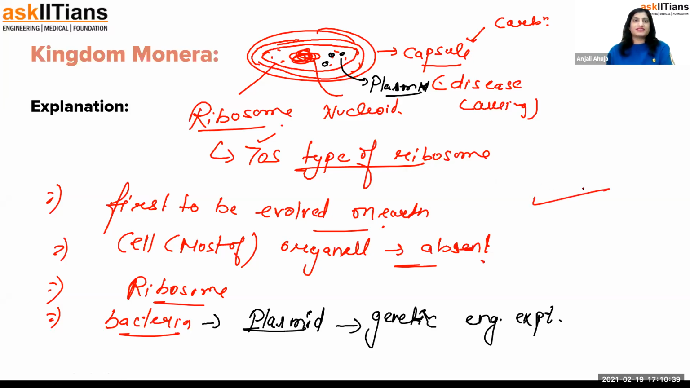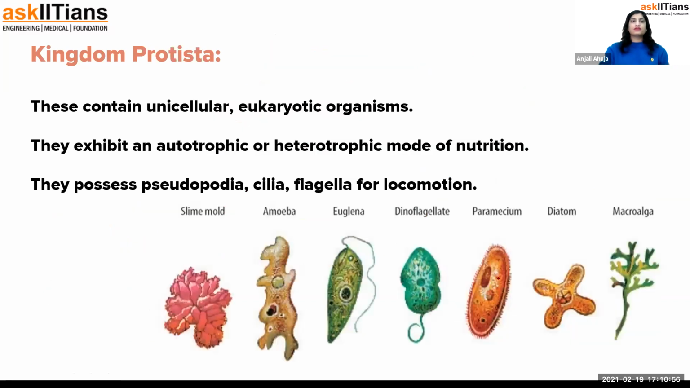Smooth when just re-enter. So these are all the properties of Monera that you can do. And you talk about the plasmid genetic engineering experiment into the bacteria only. So with this, we are done with the kingdom Monera, and I suppose everything is clear to you. Let's move toward the kingdom Protista.